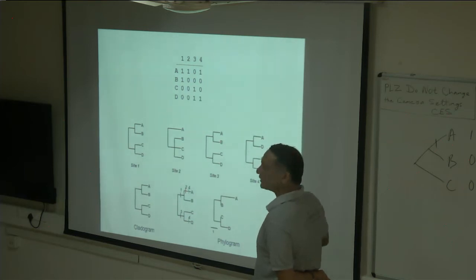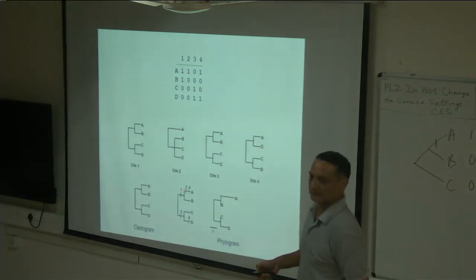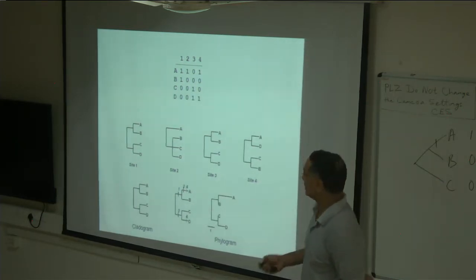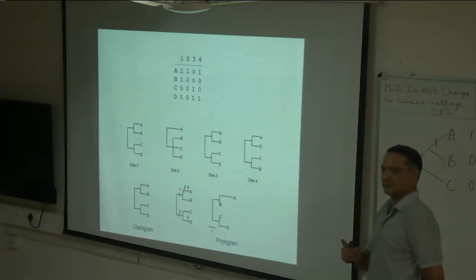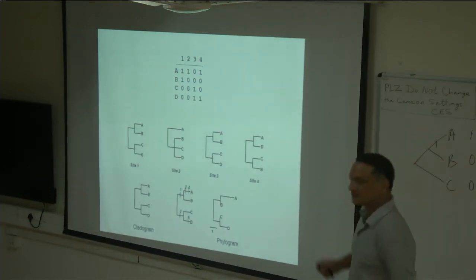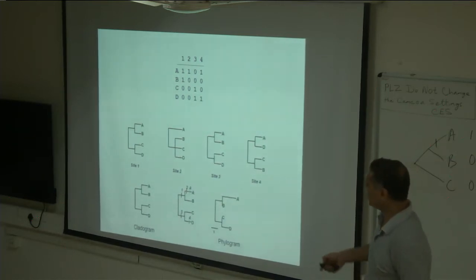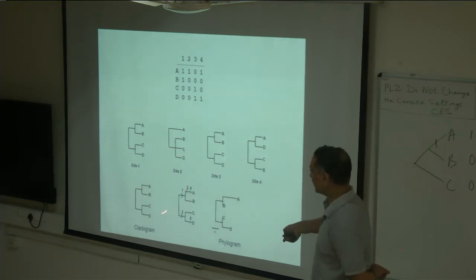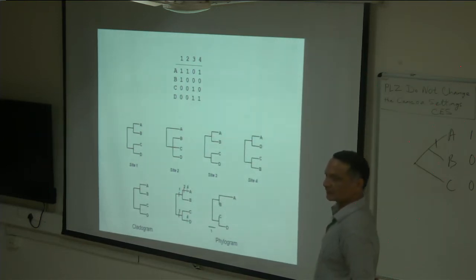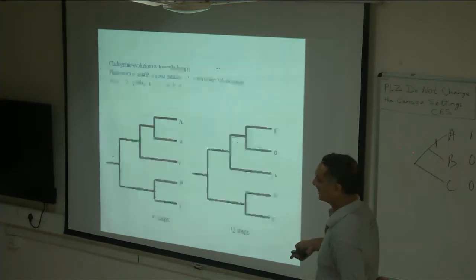So this particular topology is supported by a larger number of characters, whereas this topology is supported by just one character, and this topology is also supported by just one character. So this topology is the most parsimonious, right? So that's a cladogram. Now what you can do is map your characters onto the phylogeny, just like the way we have done here.